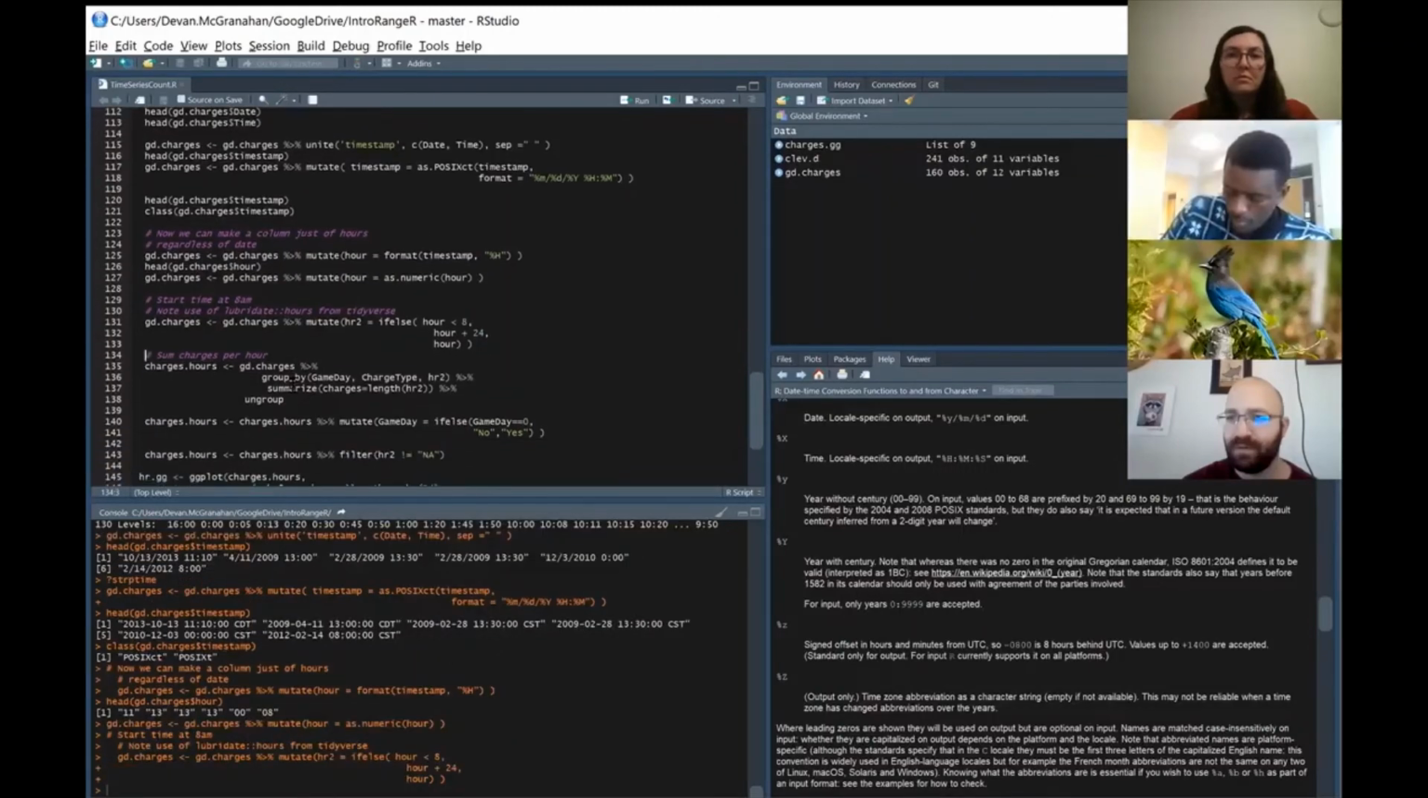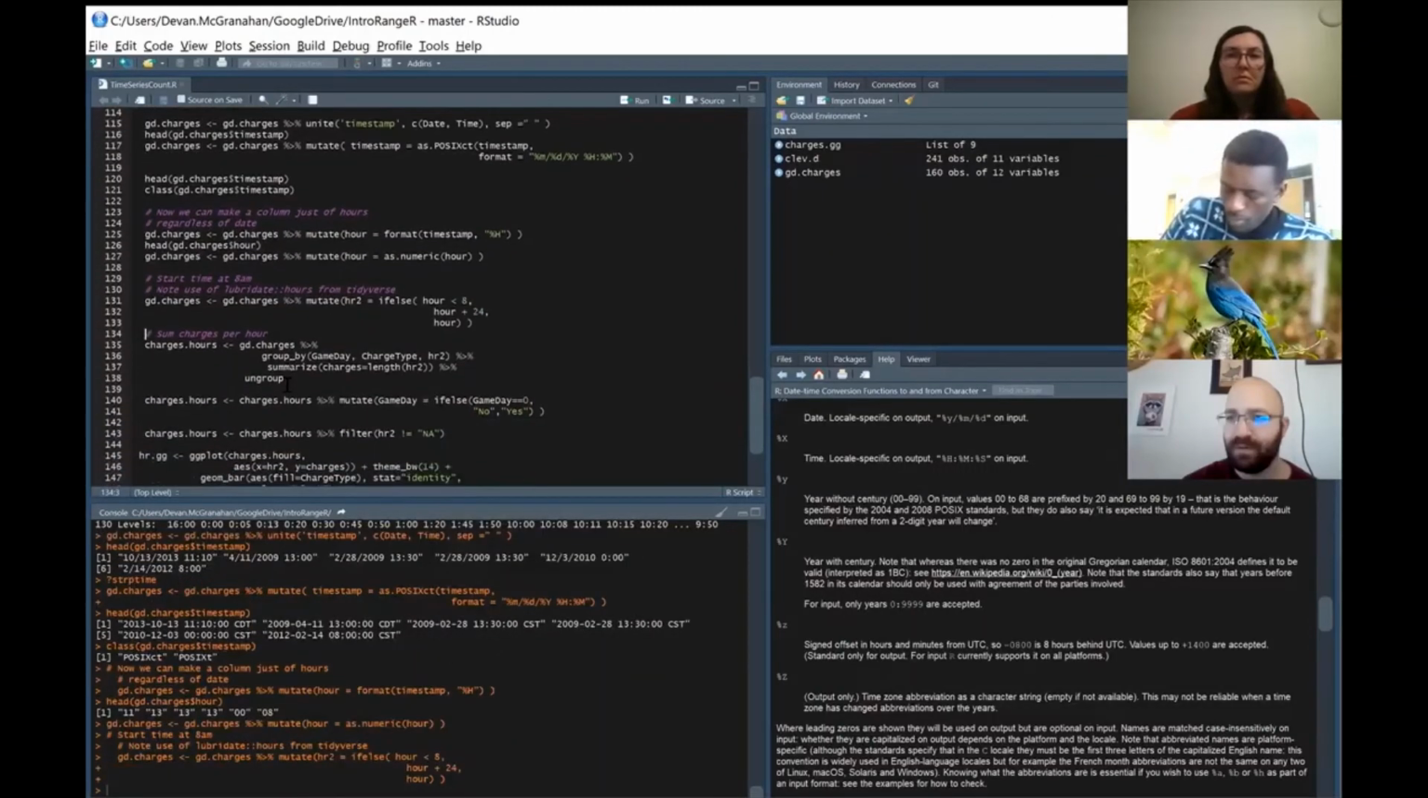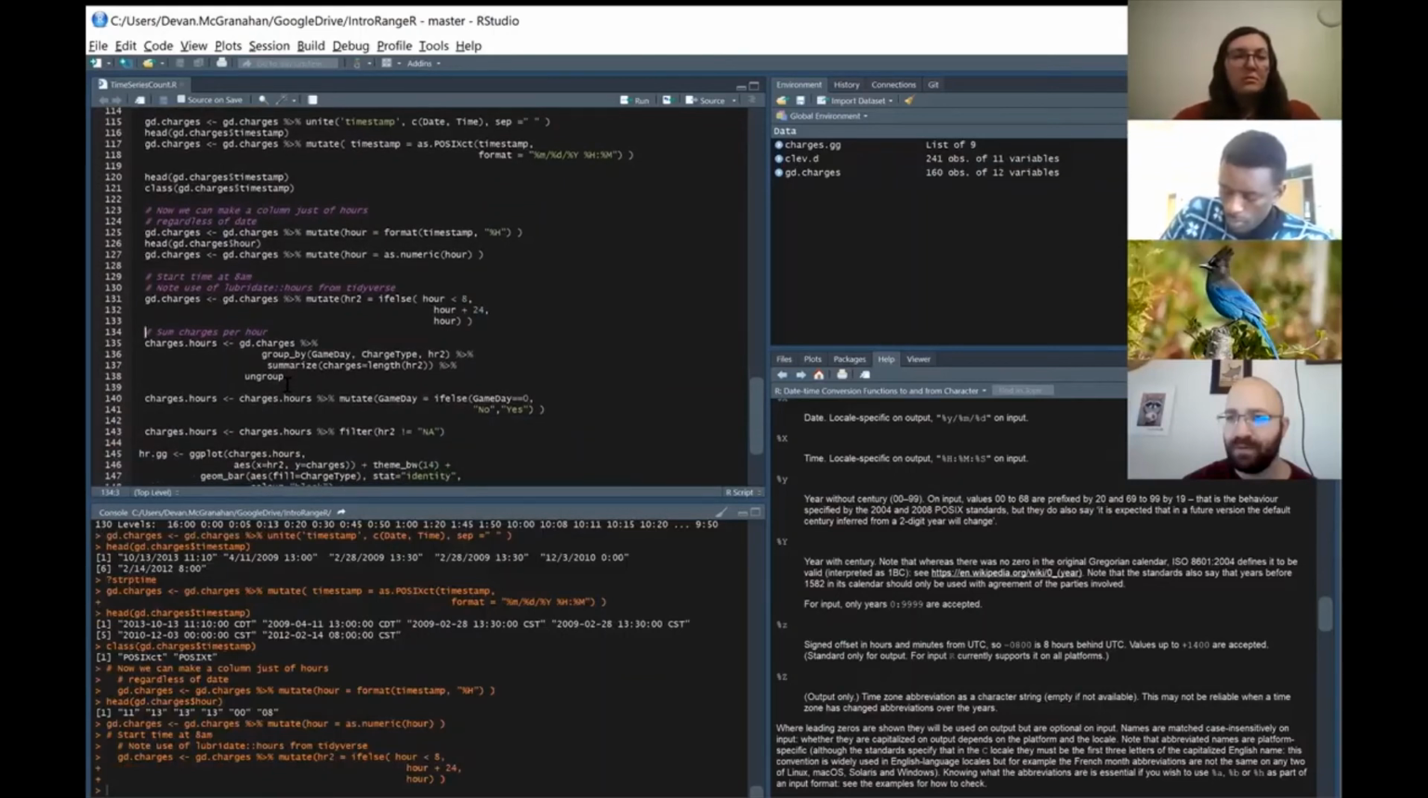Now we have these charges, and we've shifted the days a little bit. So now we want to know how many charges there are per hour. We're going to group them by whether it's a game day or not, yes or no, the type of the charge, and then on this adjusted hour.